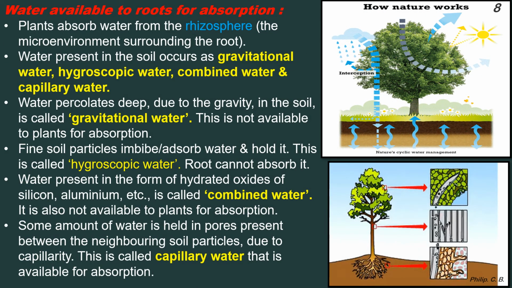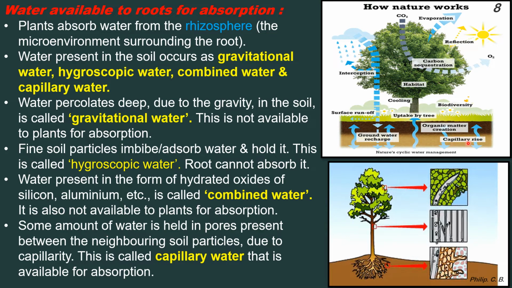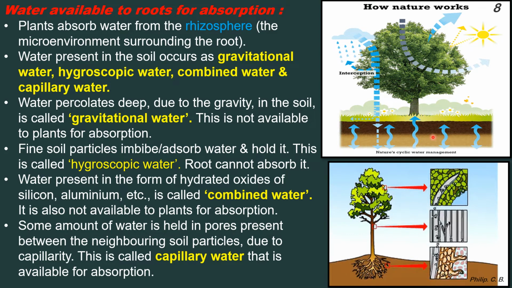Now, water available to the roots for absorption. So again you can see the image. I have added two images over here. One, you can see how nature works. So groundwater which capillarizes, how nature's cyclic management takes place.